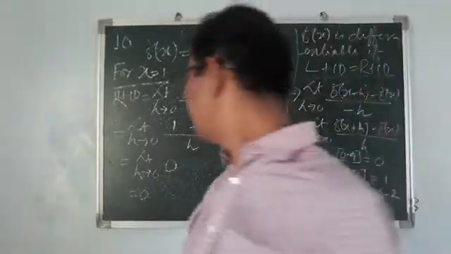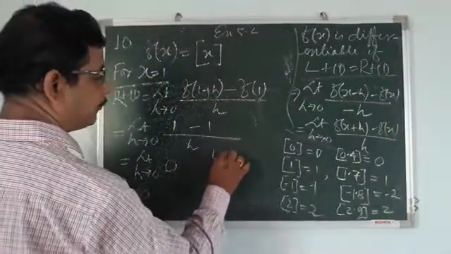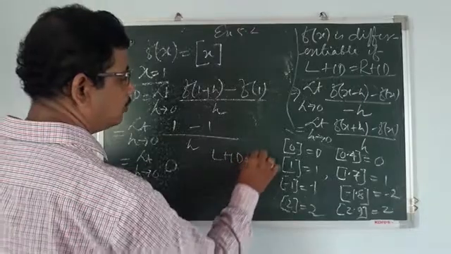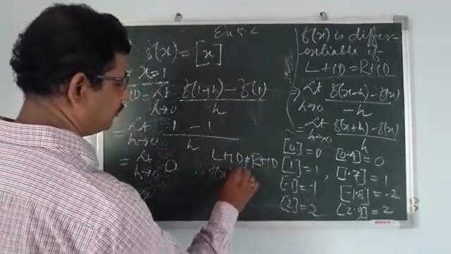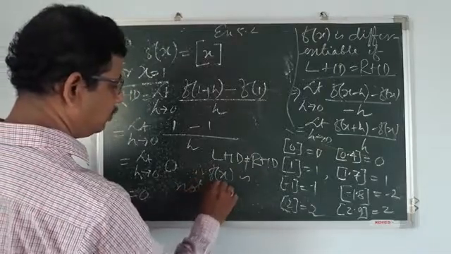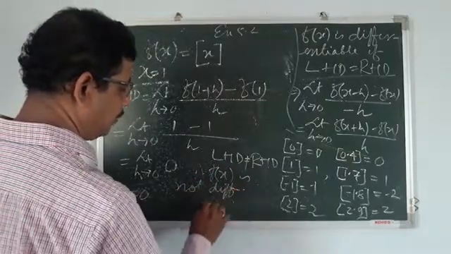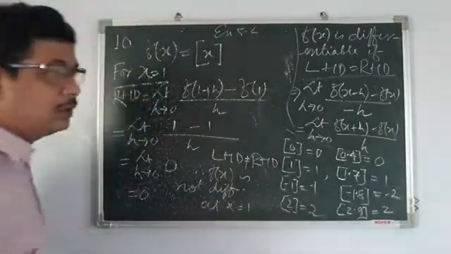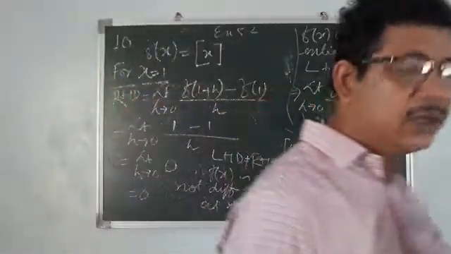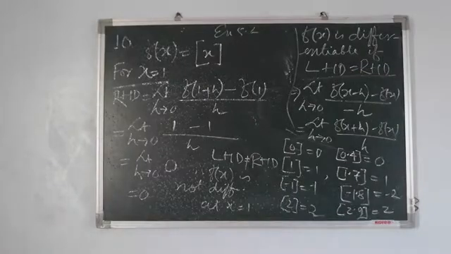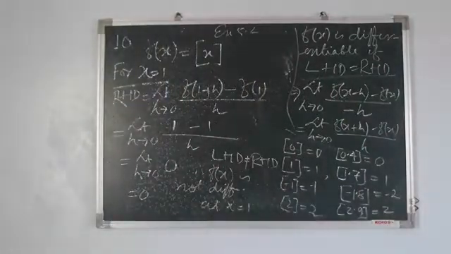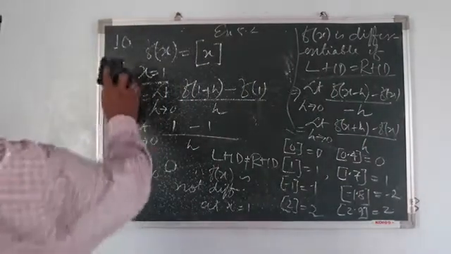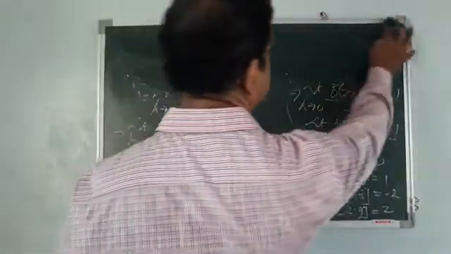So what can we say? Here LHD is not equal to RHD. Therefore, f(x) is not differentiable at x equal to 1. So at x equal to 1, our f(x) cannot be differentiated at that point. So with that we completed our exercise 5.2. Now we will move to our next exercise.